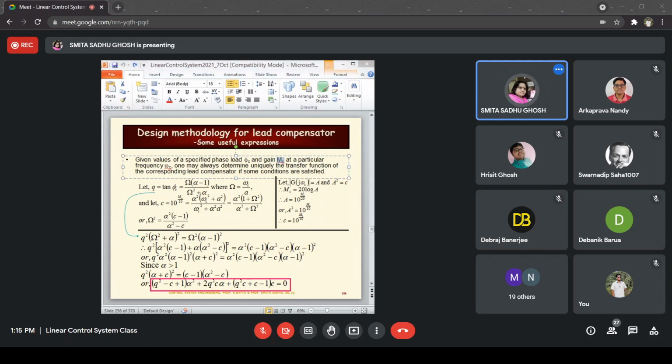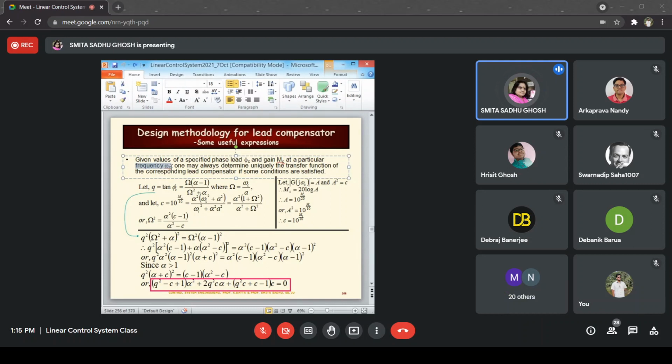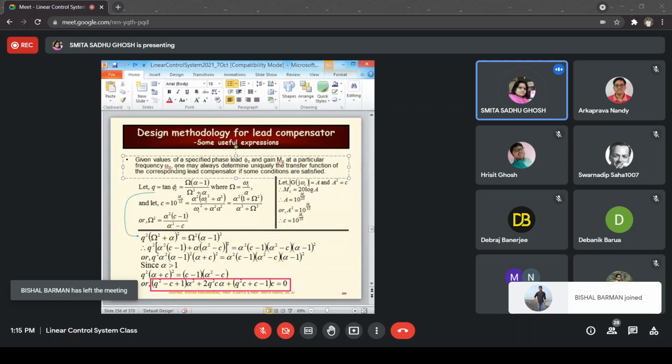Okay, so those are the notations respectively used for the phase lead and gain to be obtained from the lead compensator at a particular frequency omega c. So let us say that the requirement is specified already. We require to get a phase lead phi c and a gain m c at a frequency omega c. So now, it is possible to design a compensator for such a requirement. For that, certain expressions are going to be derived, and that's what we are going to see over here.